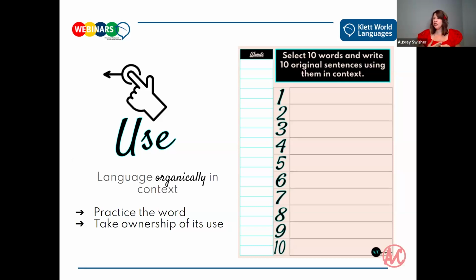We need to make sure you're knowing these. This is a quiz template that Caroline and I made, and we love it. So you would just fill in the side column with all of those words, so there's like a menu for students to pick from. And then you're going to say, hey, select any 10 of these words, and I want you to write 10 original sentences using them in context.